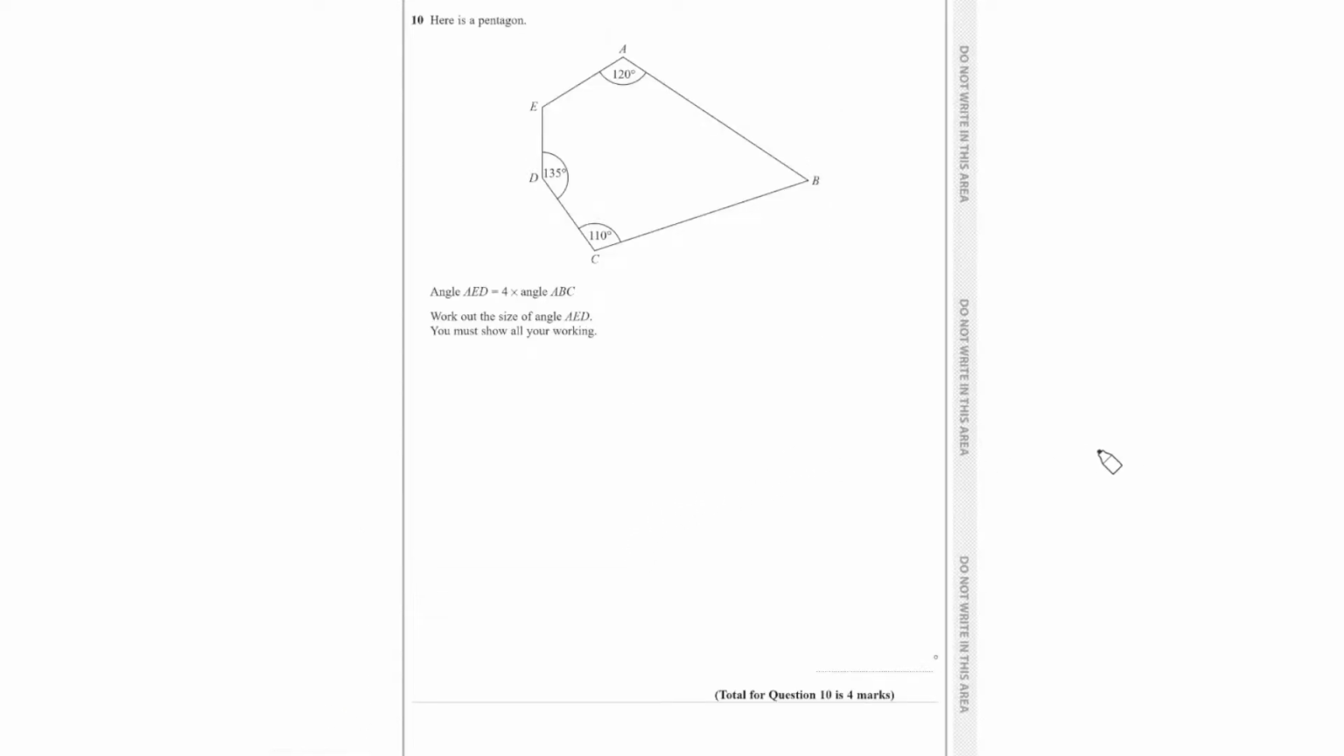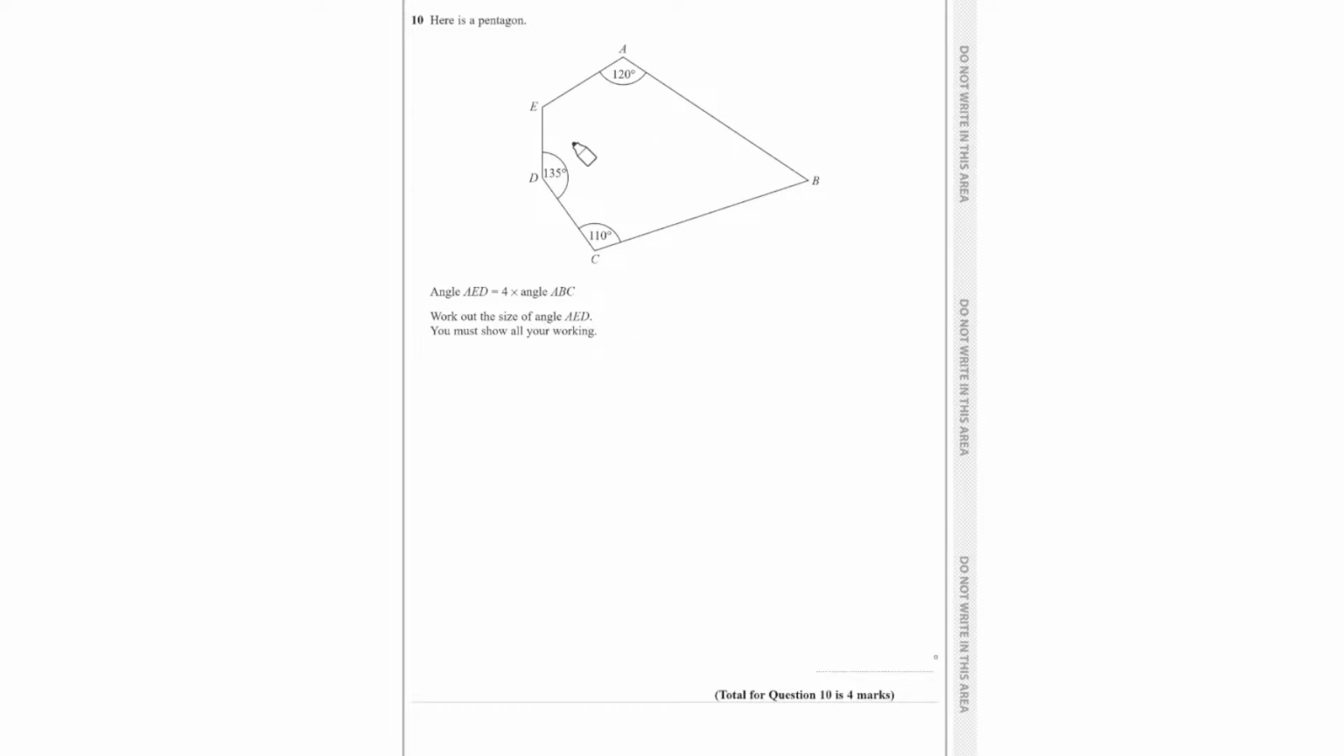Okay, question 10. So this is one where, again, you've probably forgotten what to do here because this is actually more of a Key Stage 3 one, but it is a really easy one to do if you remember the formula for it. So we've got a pentagon, obviously a 5-sided shape. They've told us that the angle AED, so that's the one up here, E, is equal to 4 times the angle ABC, which is the B one here. Work out the size of angle AED.